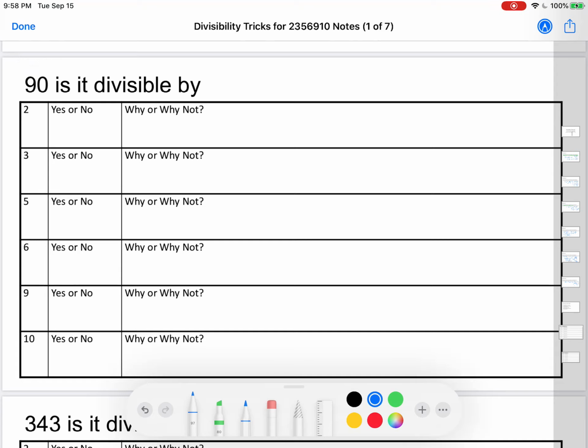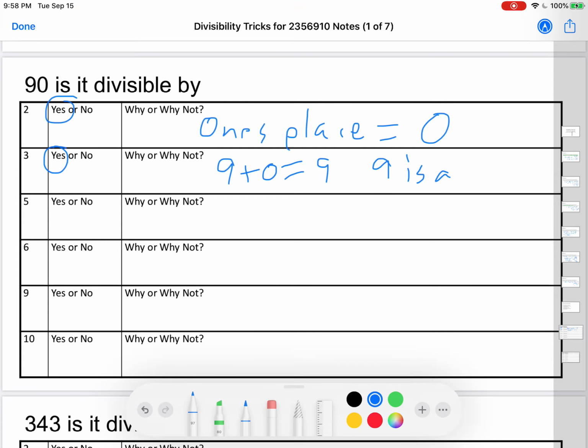Okay, let's try one. 90, is it divisible by 2? Well, the ones place is 0, so therefore it is yes. And why? You say the ones place equals 0. 3. Well, 9 plus 0 is 9. 9 is a multiple of 3, so that's yes. And how do you say it? You say 9 plus 0 equals 9. And 9 is a multiple of 3.